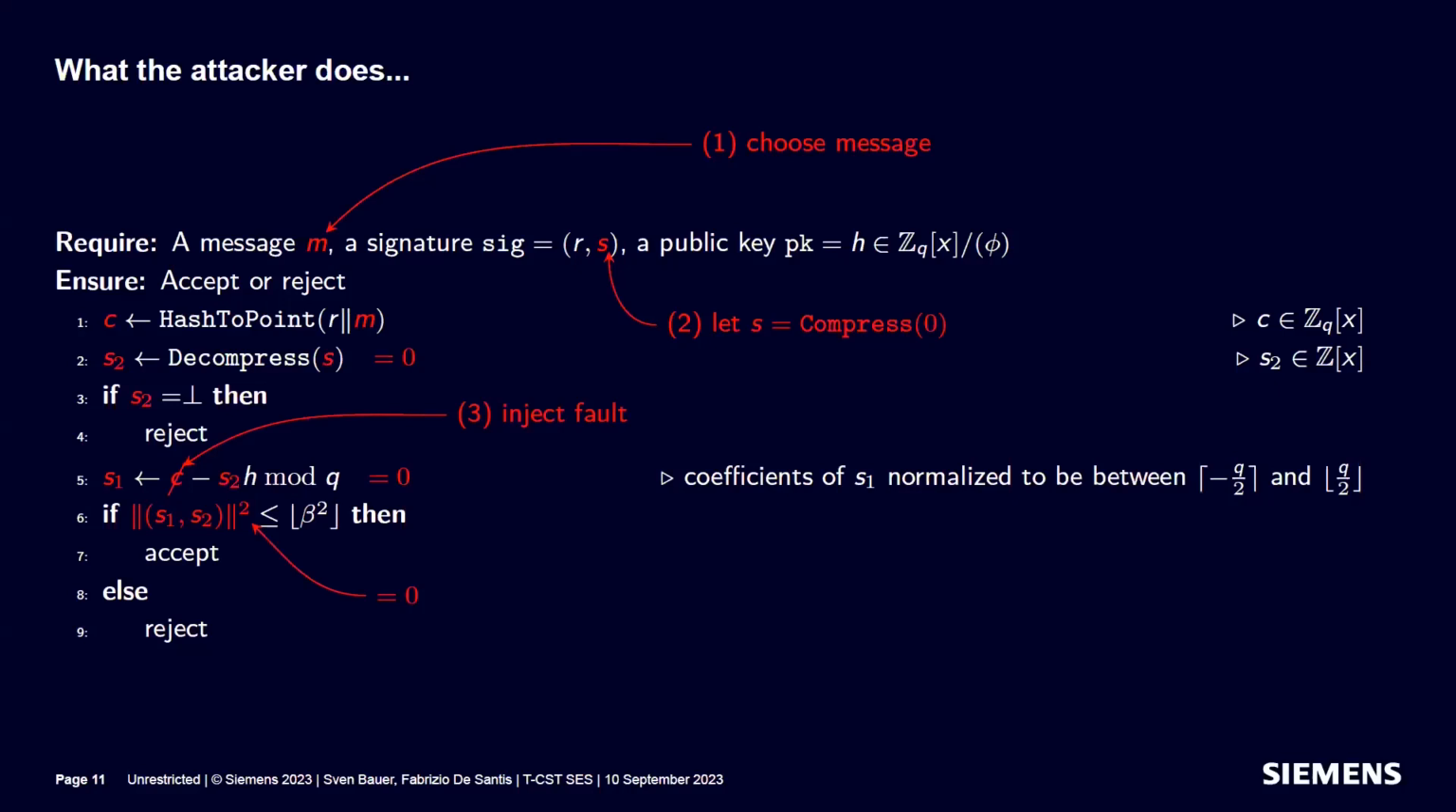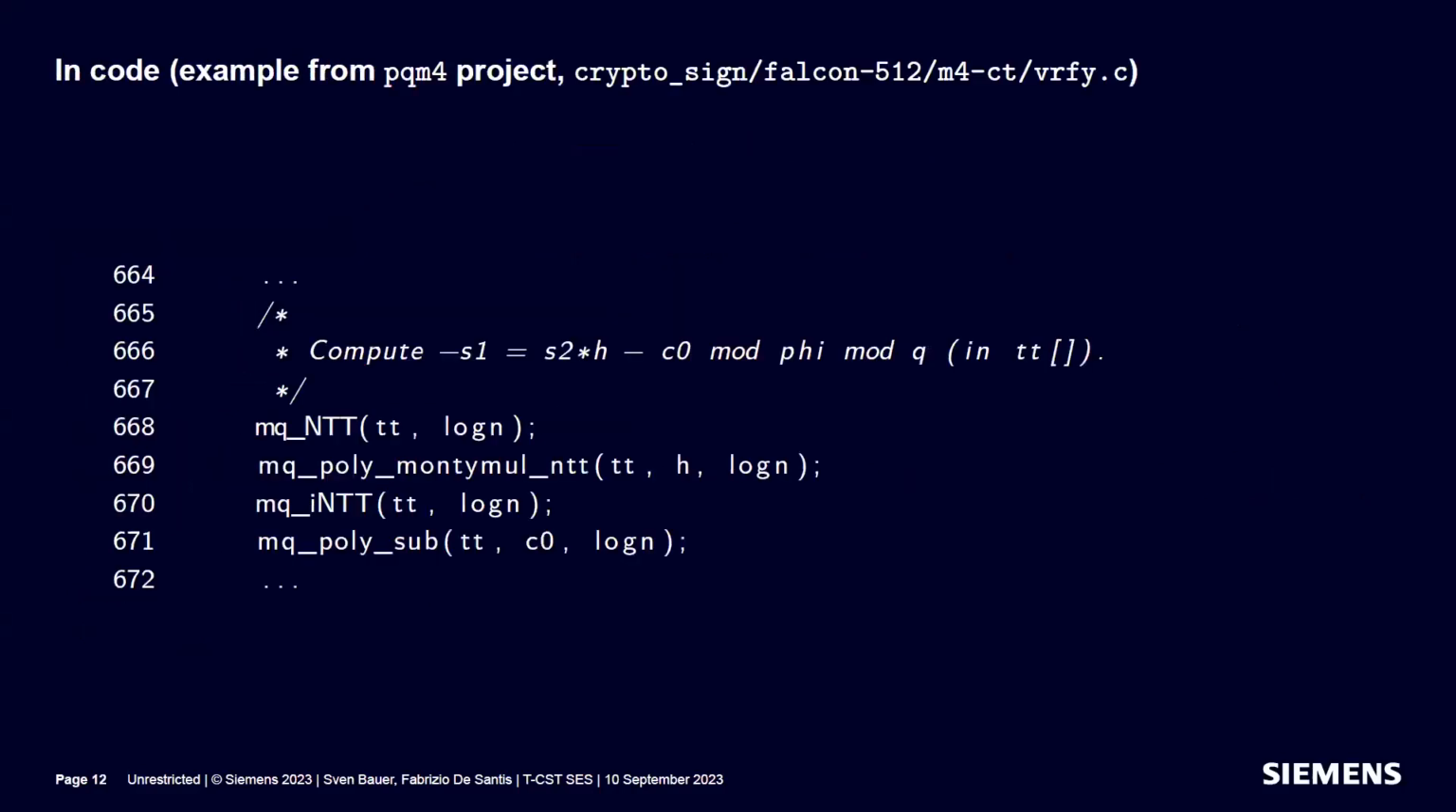It's the whole thing spelled out, yeah? Compressed 0. Decompressed, it is 0 again. S2 is 0. 0 is not invalid. S2 is 0, S1 is 0, you get the 0 vector there. Verification passes. Okay, let's have a look at the code again.